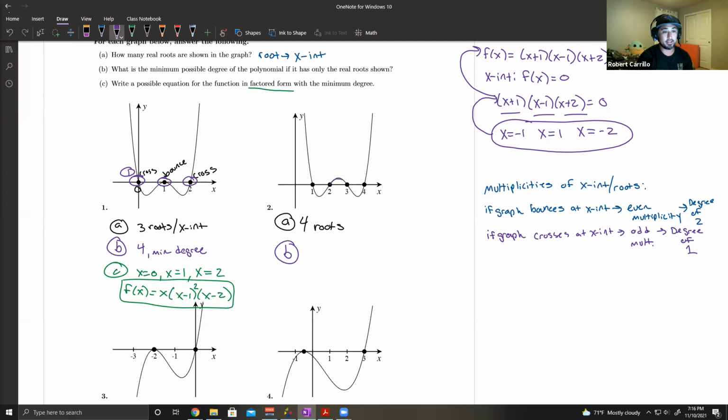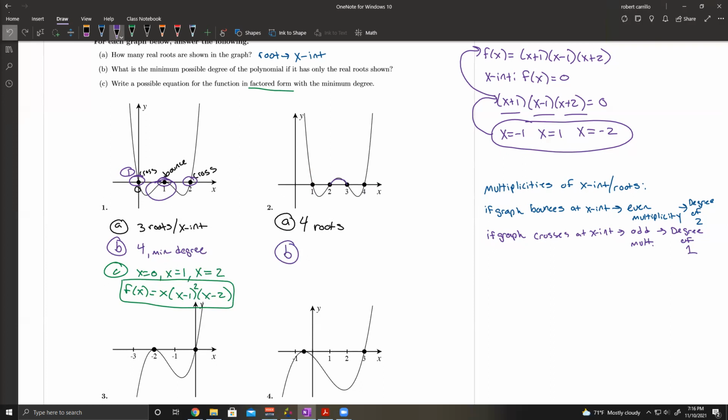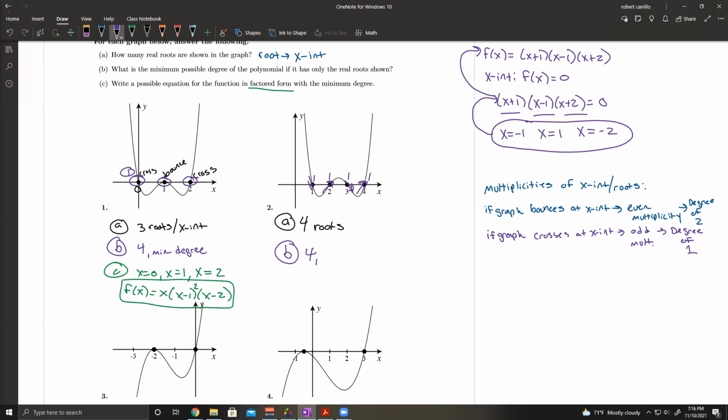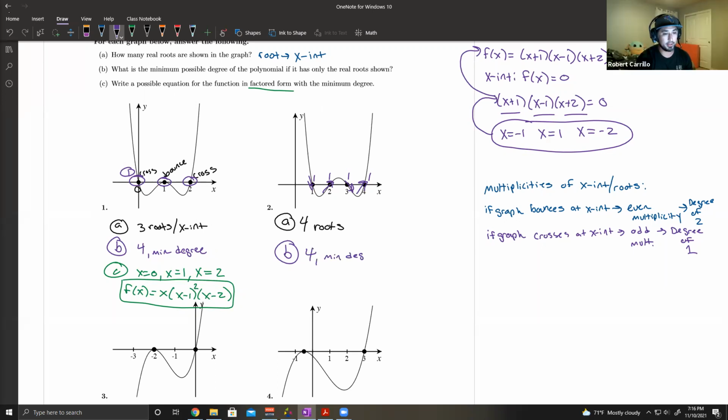Exactly. So even though it did this, yes, the last graph had that little hump too, but that bounced. When I say cross, I mean cross the x-axis. So on all of these, we cross, cross, cross, cross. If we cross on all of those, that means they all have odd multiplicities. So that'd be 1, 1, 1, 1. And what minimum degree would we have? 4. That is our minimum degree.